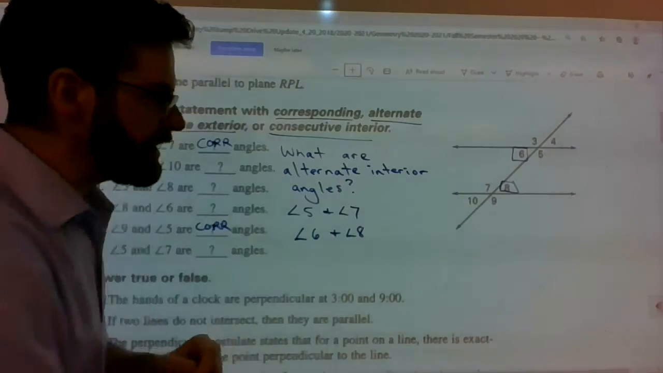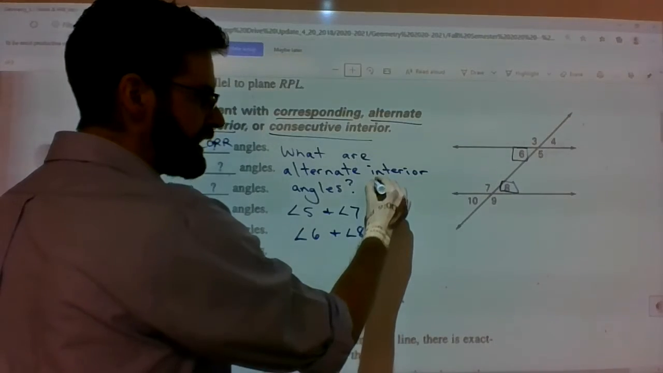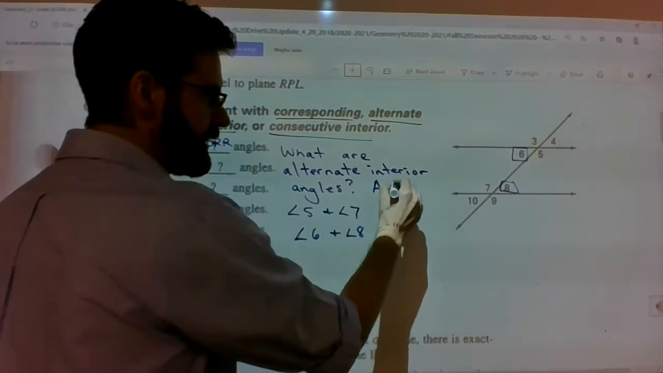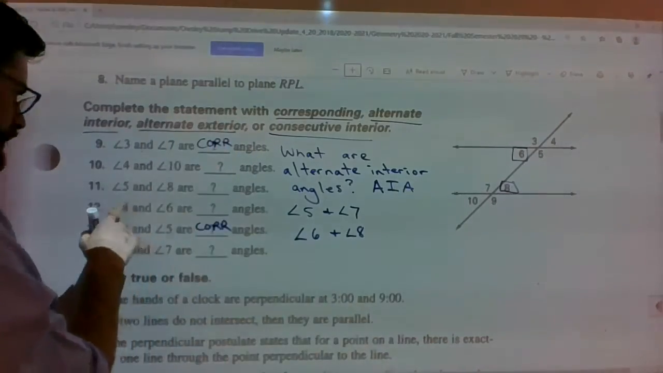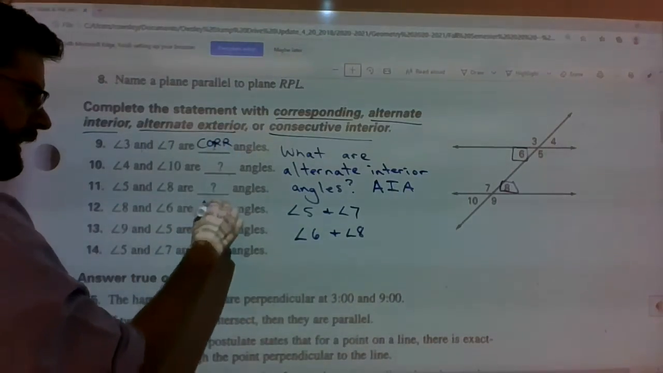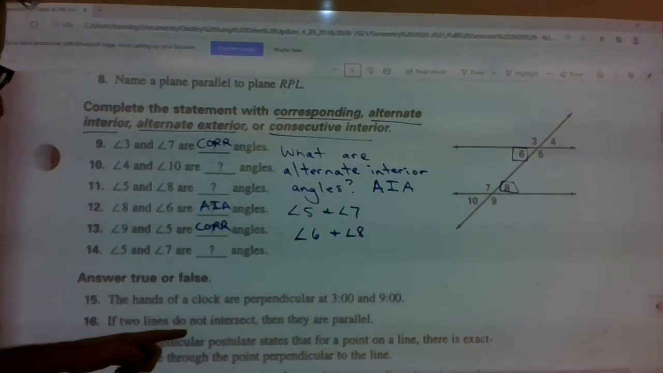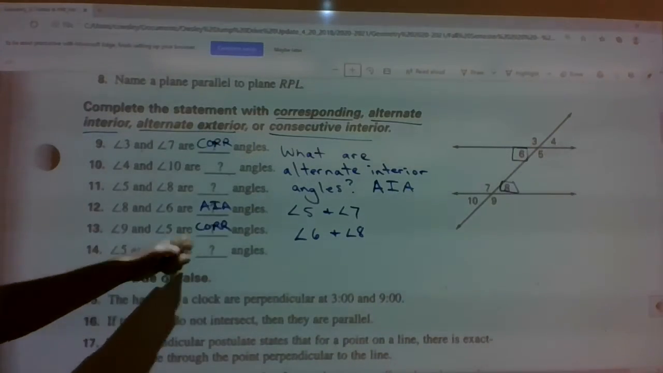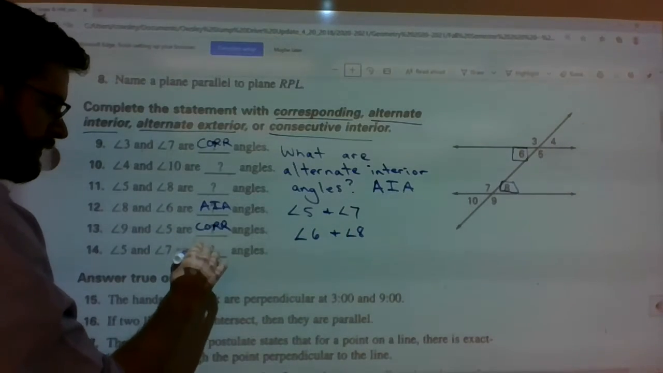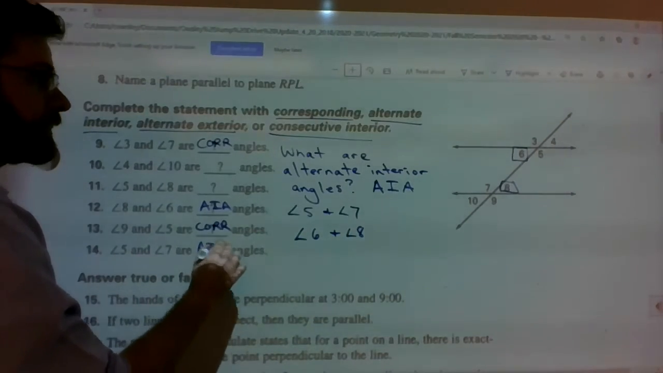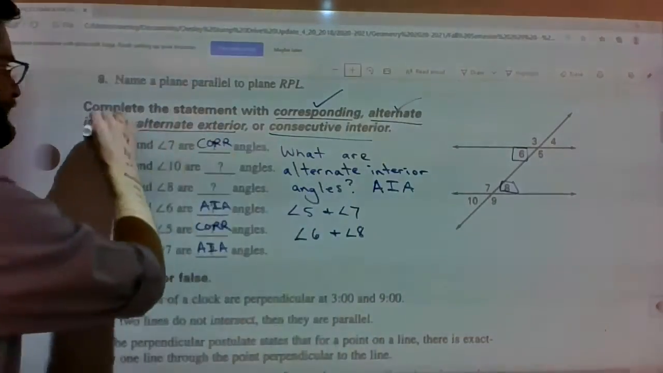I'll use the abbreviation A, alternate, I, interior, A, angles. So these are AIA angles. Do 5 and 7 show up anywhere? Yes. 5 and 7. So those are also alternate interior angles. So we know what corresponding are. We know what alternate interior are.